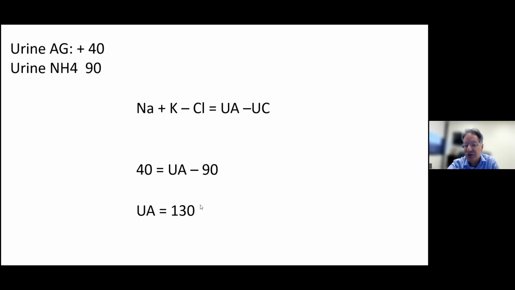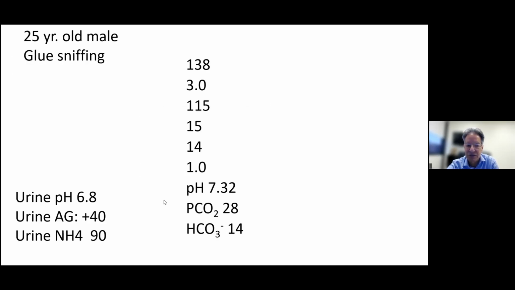So you end up with this being negative. In our patient, we have a very high unmeasured anion concentration, and that's causing the discrepancy between the expected and what the actual measured ammonia is. So what's going on? What's going on with glue sniffing that might elevate our unmeasured anion concentration?